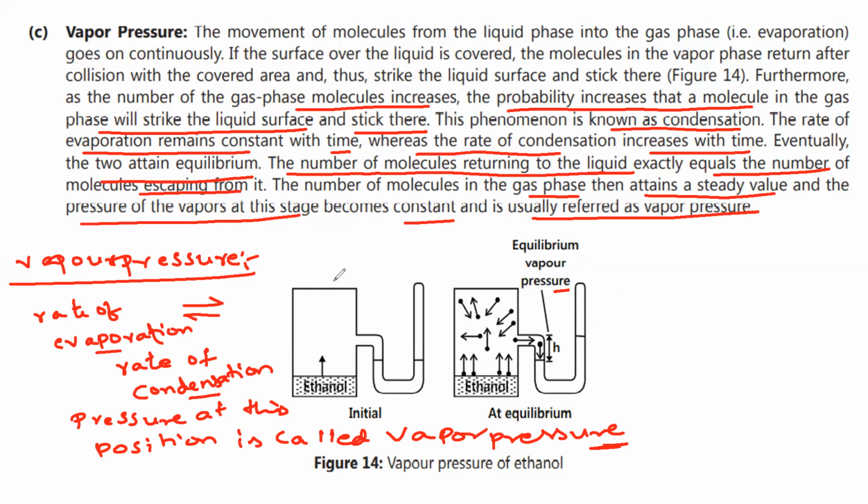So in simple words, for a liquid, if the rate of evaporation is equal to the rate of condensation, the pressure at this position is called vapor pressure. If the rate of evaporation of gas molecules is in equilibrium with the rate of condensation of liquid molecules, whatever pressure is developed at this position is called the vapor pressure of the liquid. Next, continuation.